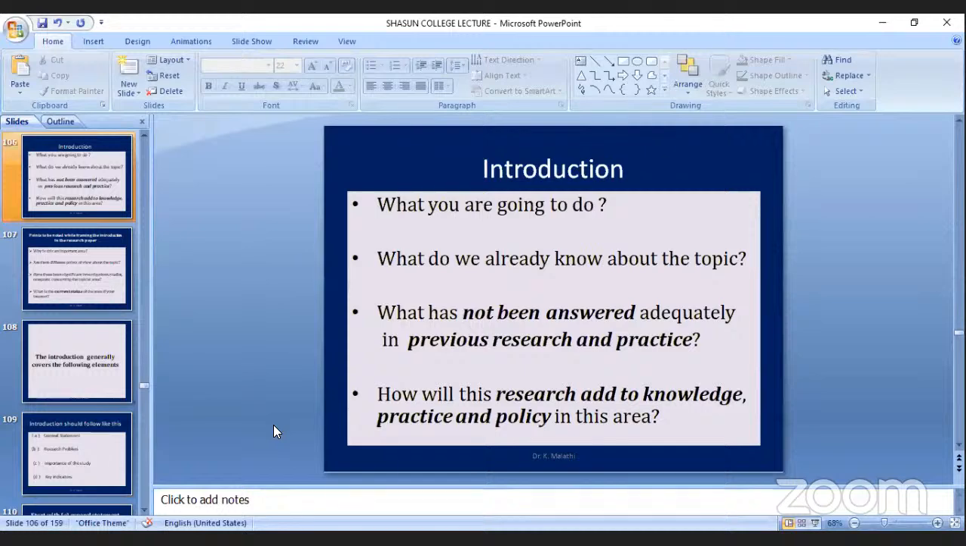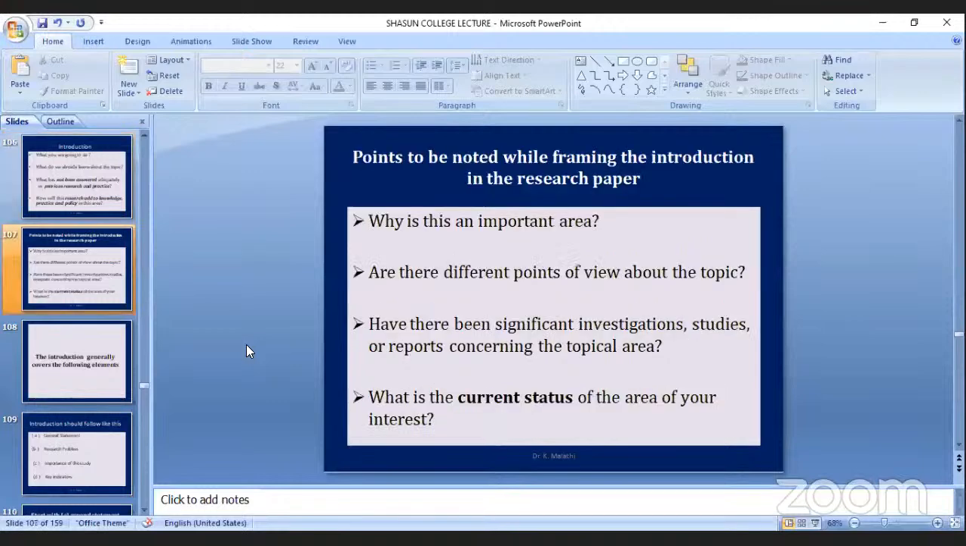Say what your introduction means: what are you going to do, what is already known about the topic, what has not been answered in the previous research, how will this research add to the knowledge. So all put together is your introduction. Remember, your introduction is all this, not more than this.